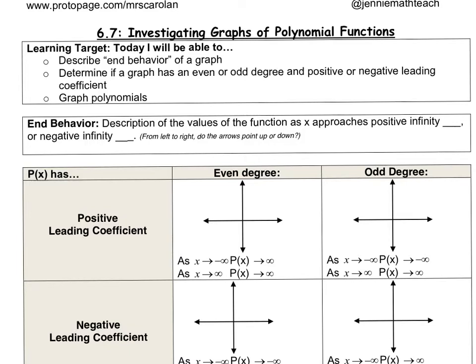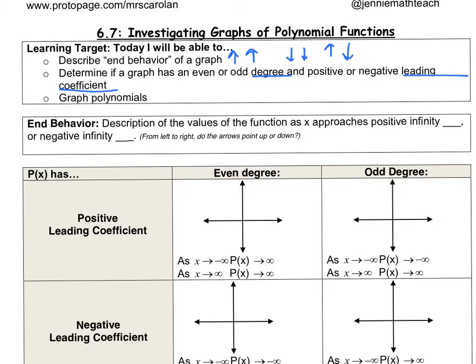The end behavior of a graph is whether or not the arrows at the ends point up or down. So maybe they're both up, or maybe they're both down, or maybe one of each. We're going to figure out how you know which way they point today. We're also going to be able to look at a graph and figure out if the degree is even or odd, and if the coefficient in front, the leading coefficient, is positive or negative. And we're finally also going to graph polynomials.